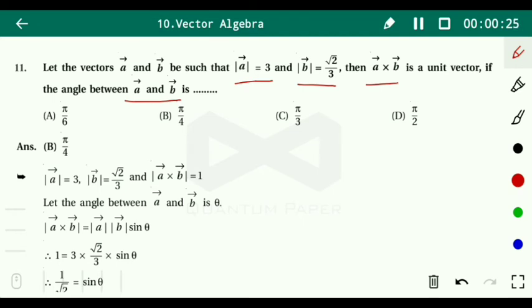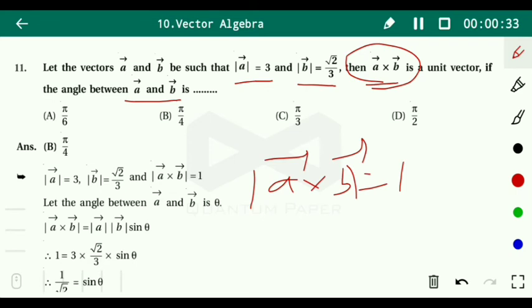So see, here vector A cross B is the unit vector. It means the magnitude of vector A cross B is equal to 1, and also given that the magnitude of A is 3 and B is under root 2 by 3. So whenever we have to use cross product, we can write the magnitude of vector A cross B is equal to the magnitude of vector A into the magnitude of vector B sine theta. So 1 is equal to 3 into under root 2 by 3 into sine theta. So here 3 cancels out, and we get 1 is equal to under root 2 sine theta.